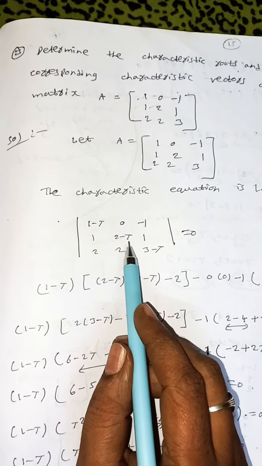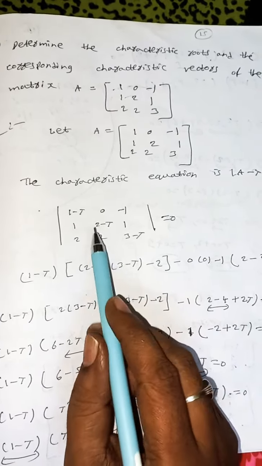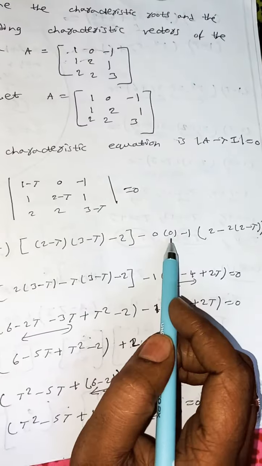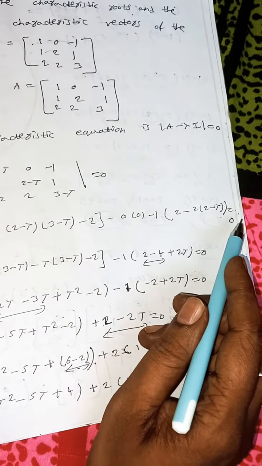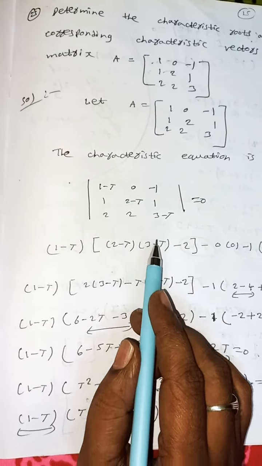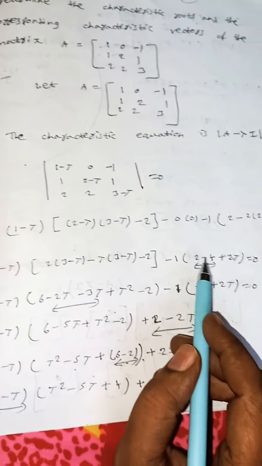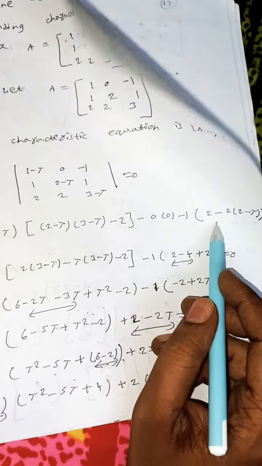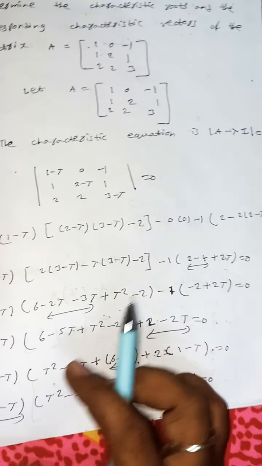(1 - lambda)(2 - lambda)(3 - lambda) - 2 times 2 ones are 2. Minus 0 into something is 0. Here minus 1 is there, I wrote minus 1 as it is. Here 2 ones are 2, minus 2 into (2 - lambda) is equal to 0. So (1 - lambda) I wrote as it is. Now first term into this total term minus second term into this total term. Here minus 1 into 2, I wrote 2 as it is. 2 into 2 is 4, minus 4. So minus into minus plus 2 into lambda is 2 lambda.